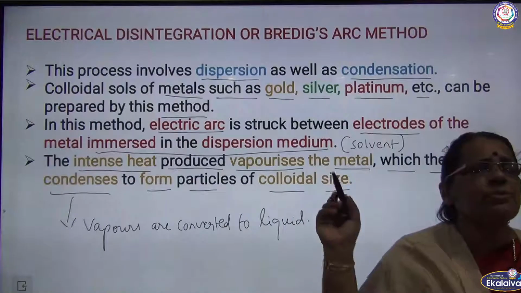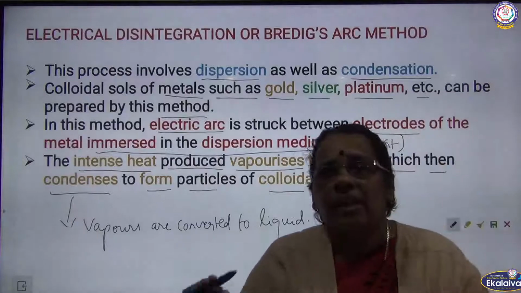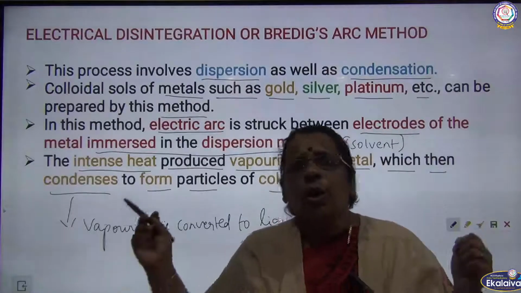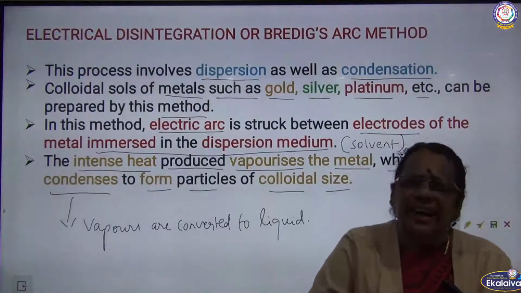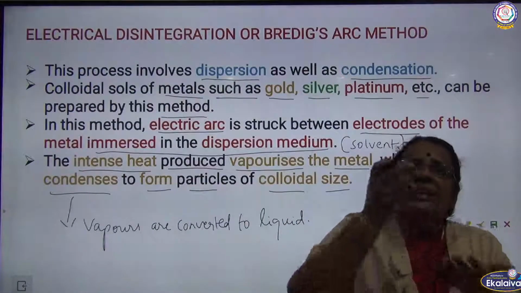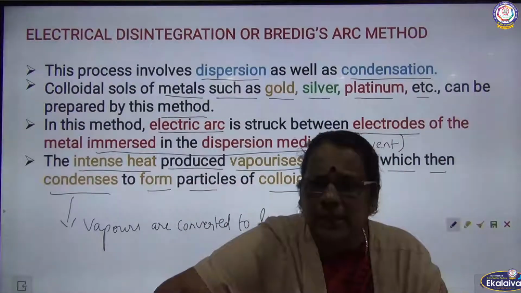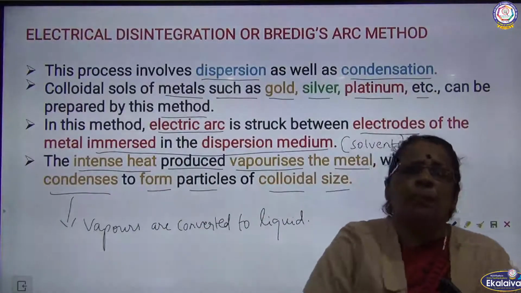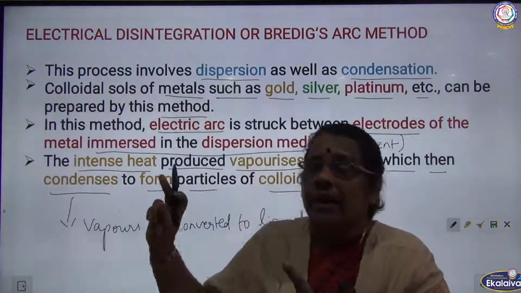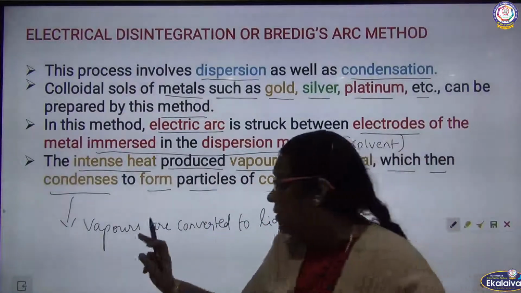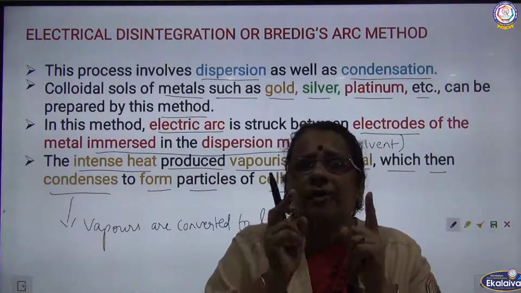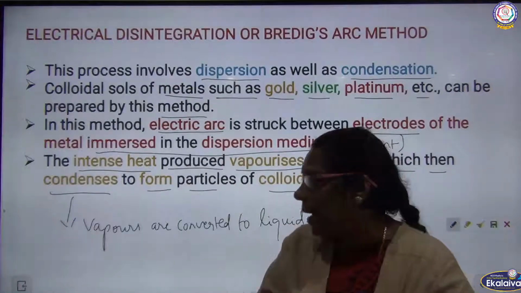So here in this method, we are going to get the vapors of different metals. It can be gold, silver, or platinum. So what is that actually? By passing current, the intense heat of the arc vaporizes the metal. As a result, these vapors are dispersed in a dispersion medium, that is a solvent, and the metal vapors are condensed into a liquid. By this method I can prepare colloids of noble metals like gold, silver, platinum, etc.